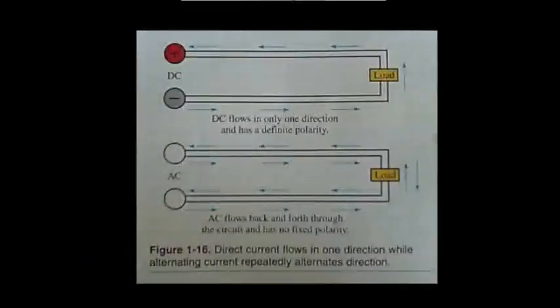Current. Current is the flow or movement of electrons. Its unit of measurement is amperes, which is represented by the letter I. It flows from negative to positive. Like voltage, current has two types, AC and DC. AC, or alternating current, flows in two directions. DC, or direct current, flows in one direction and is usually supplied by a battery.